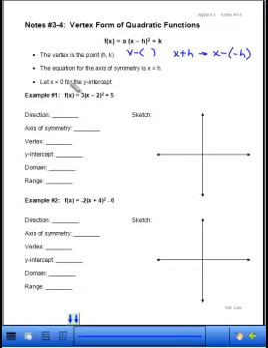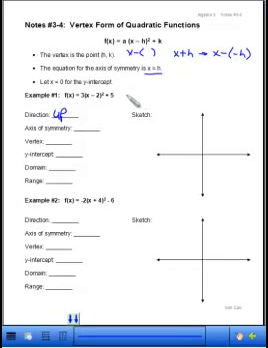The equation for the axis of symmetry, and remember this is always an x equals line because it's a vertical line, is x equals h. And let x equal 0 and solve for the y-intercept. So looking at this first equation, we still look at this coefficient, this a, to see if it's opening up or down. So this one will open up because that's a positive number.